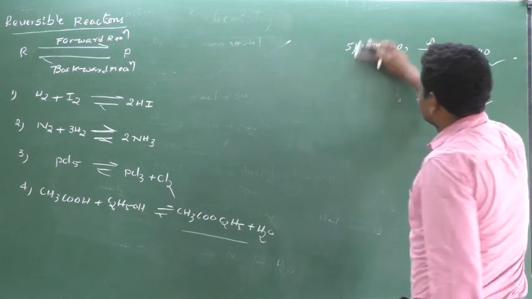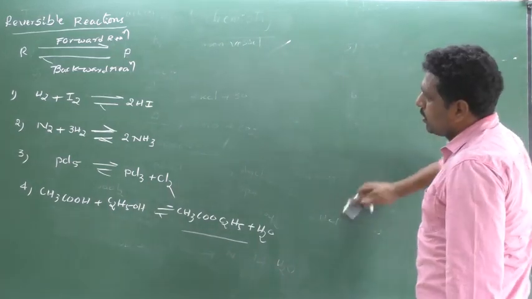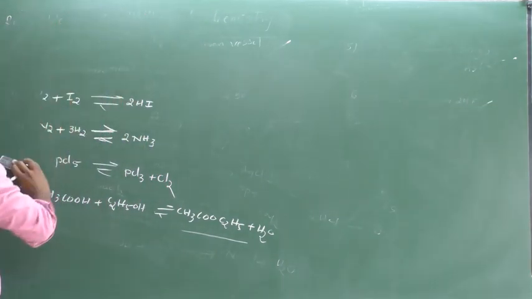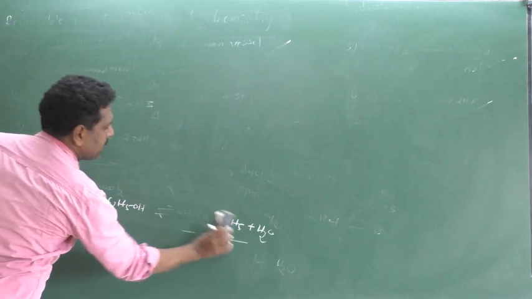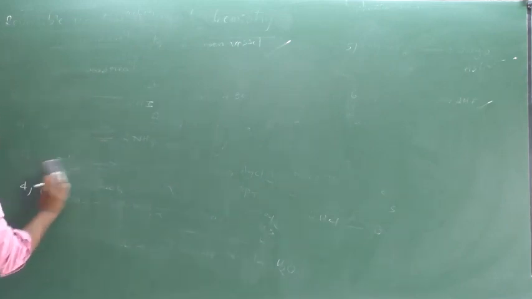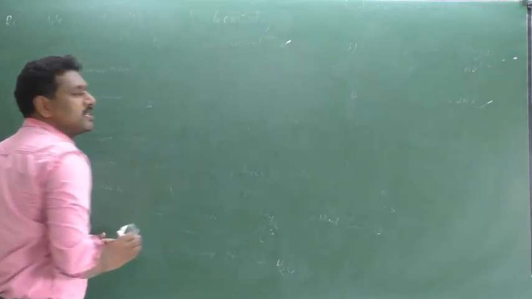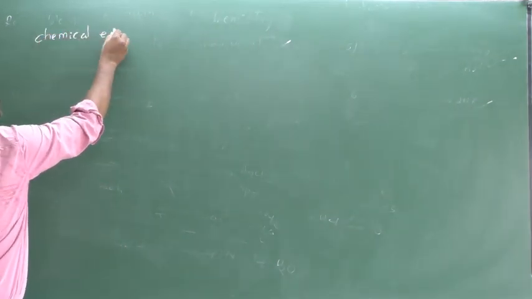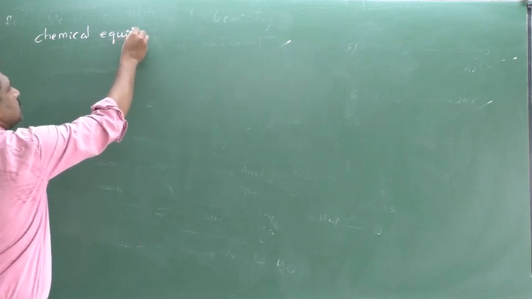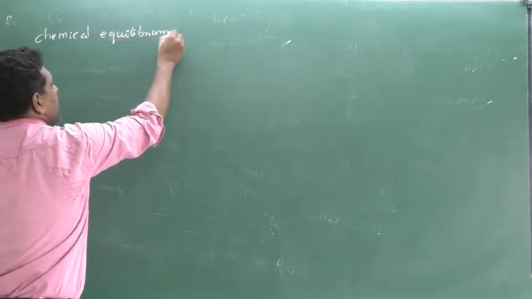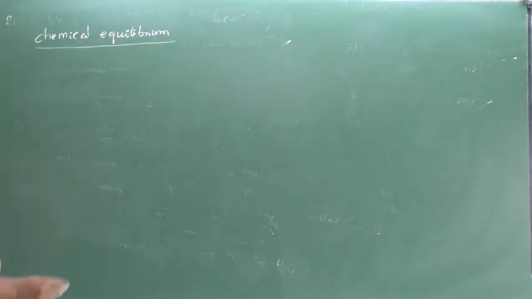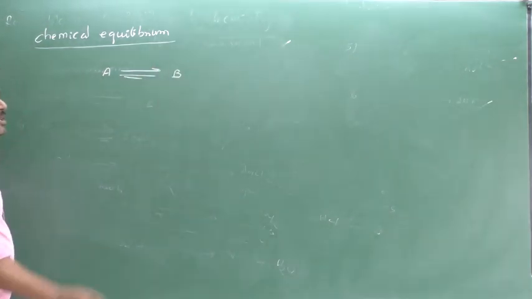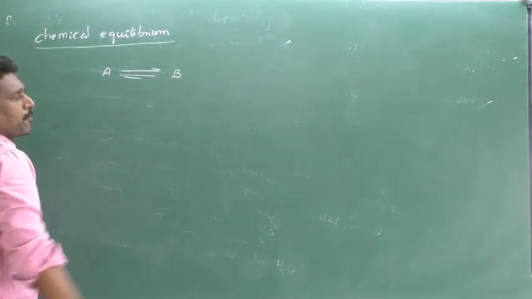After that, now we are discussing chemical equilibrium. The topic name is chemical equilibrium. What is chemical equilibrium? In case of a reversible reaction, A is converted into B. A is the reactant, B is called the product.